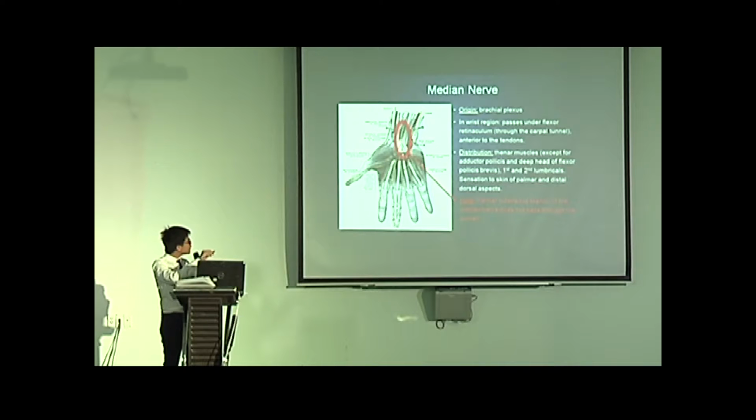And you can see here, it is the palmar cutaneous nerve. This branch of the median nerve does not go through the tunnel. It goes more superficial than the flexor retinaculum.